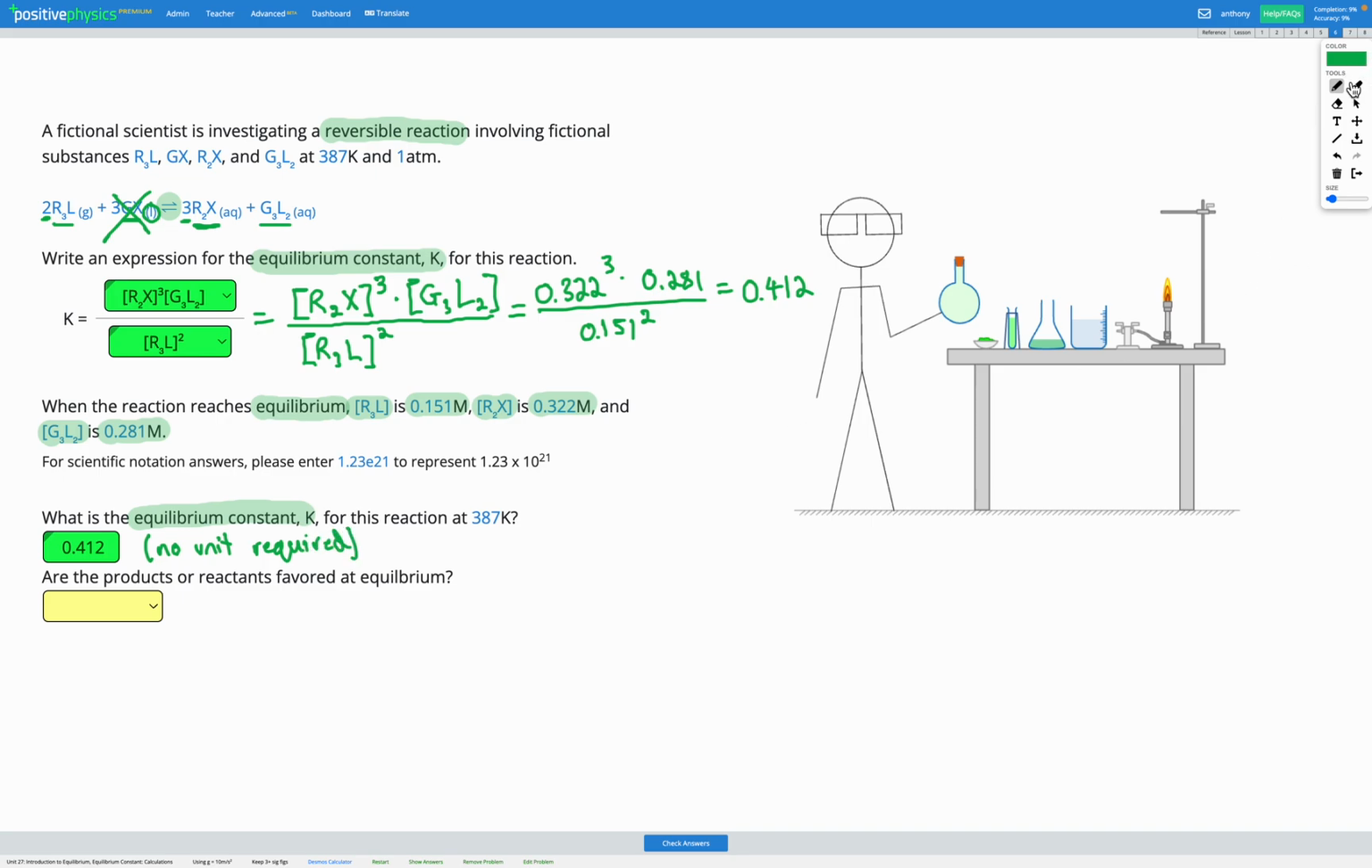Finally, we're asked, are the products or reactants favored at equilibrium for this reaction? And since our K value is 0.412, it's less than 1, which means our reactants are going to be favored at equilibrium.